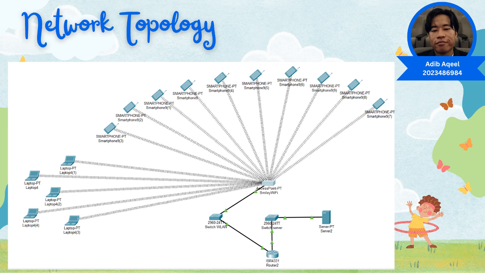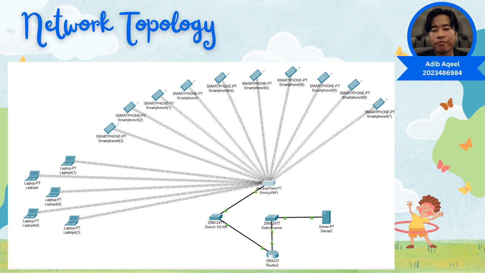So moving on, in the wireless connection, like I said before, we have 5 laptops and 10 smartphones connected to one access point. And beyond this access point is the wired section of the topology, which includes the access point, the switch VLAN, switch server, router, and also the server. The purpose of the switch wide local area network is to switch between the data sent from the access point to the router, and the switch server also has the same function, but it's only between the server and the router.